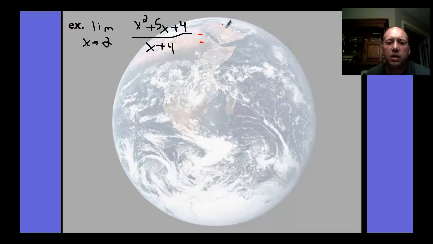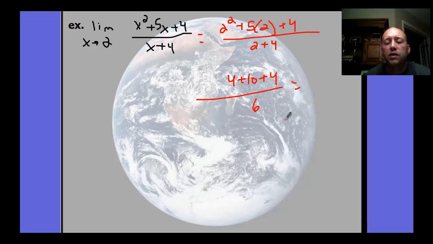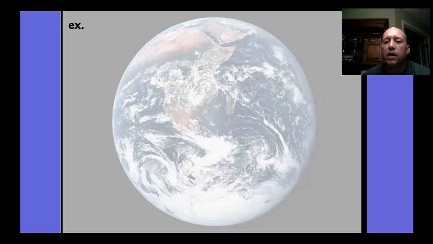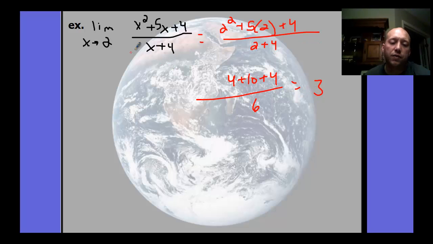Rational functions, same thing. Let's plug 2 in there and evaluate. So we have 18 over 6, which is 3, and that's our limit. Now, if the limit does not exist, if you find a value like -4, so we can do the same problem here. The limit as x approaches -4 for this function.